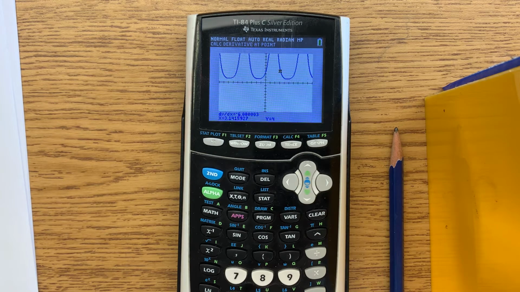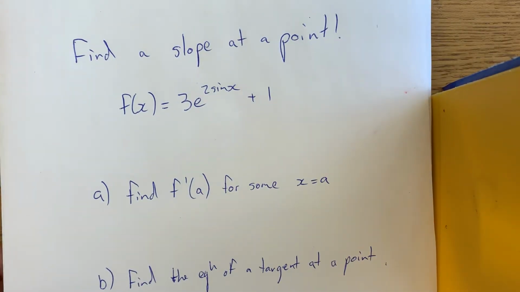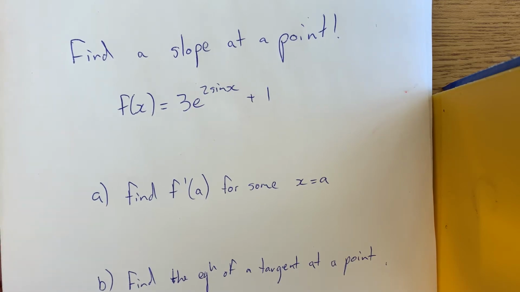3.1415927. Strange. Oh wait, no, that's the x coordinate. Ha! The derivative is -6. And if you've taken the derivative by hand and substituted in pi, you should see how we're going to get -6 as well too.